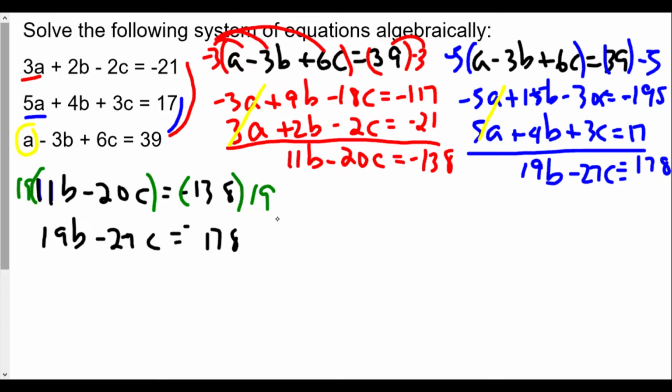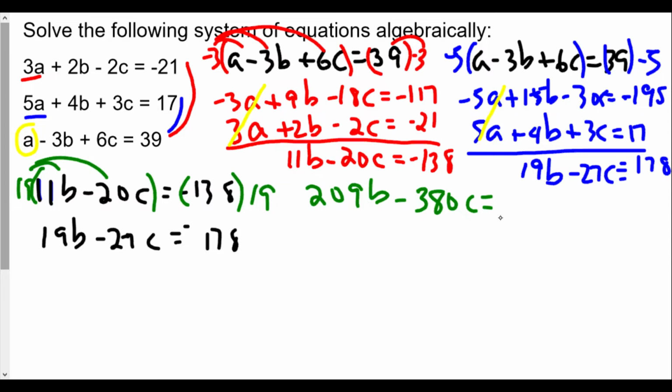In this case, we're going to get 11 times 19 is 209, so 209b, that's 19 times 11, and then 19 times negative 20 is going to be negative 380.